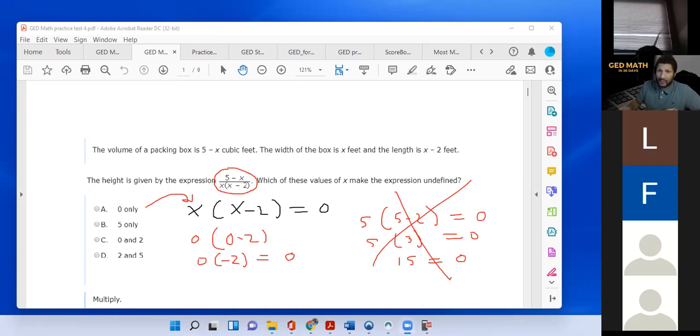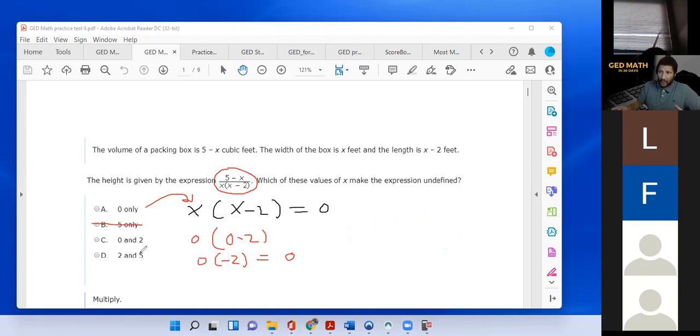Okay, so let me save this. Let me erase some of this here. We know 0 was an answer. We know 5 is not an answer. So that means it can't be D because we know 5 is not an answer. So now the only 2 choices we have left are 0 only and 0 and 2. So now we're going to plug the 2 in.